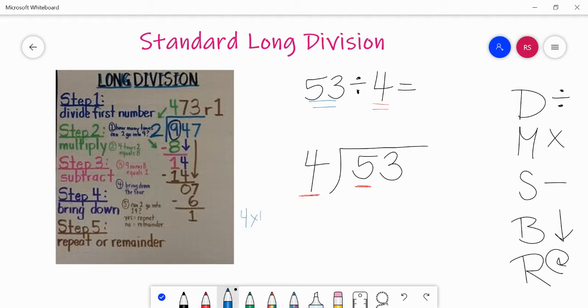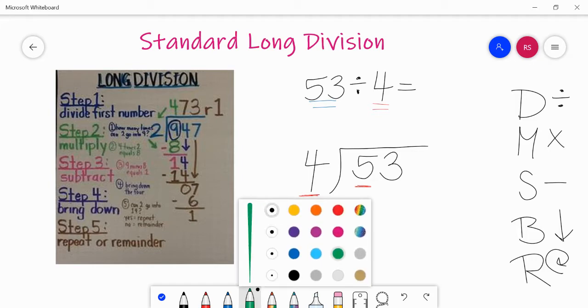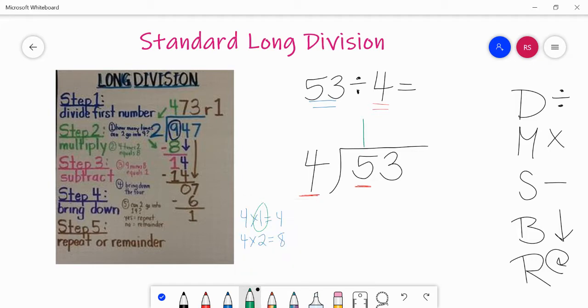I know that 4 times 1 is equal to 4. I know that 4 times 2 is equal to 8. I am trying to get as close as I can to 5 without going over. So I'm going to say I'm able to create one equal group, or I'm able to pull out one equal group of 4 from the number 5. So my 1 is going to go up top, right above that 5.